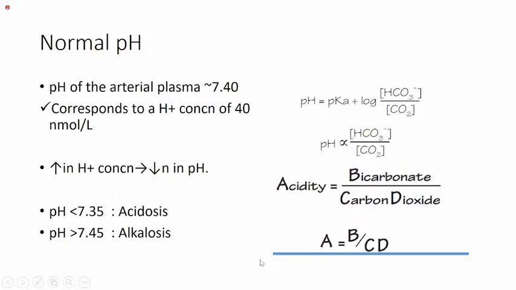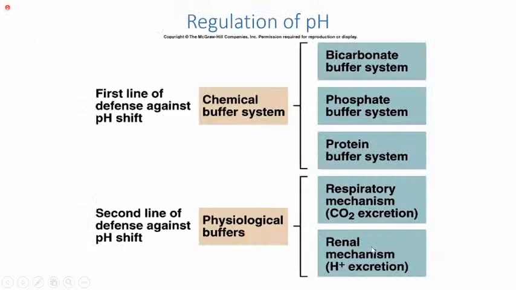So this is just a mnemonic for you to remember. Acidity is equal to bicarbonate over carbon dioxide. A equals B over CD. So just remember that pH is directly proportional to bicarb, but inversely proportional to your acids.